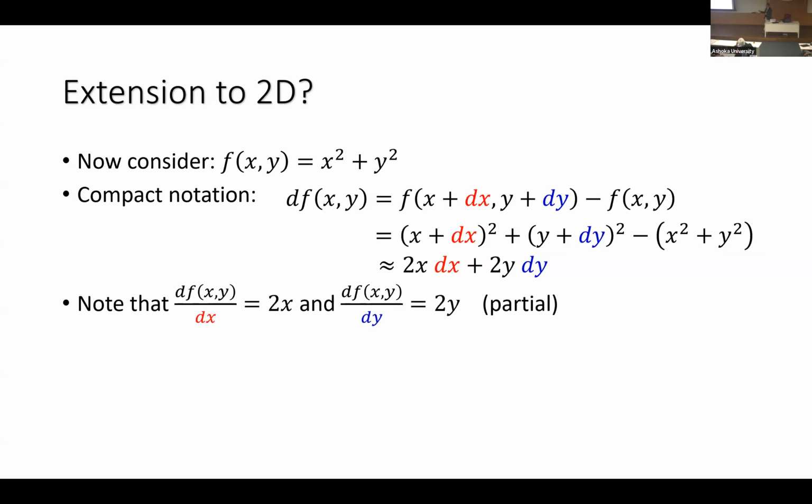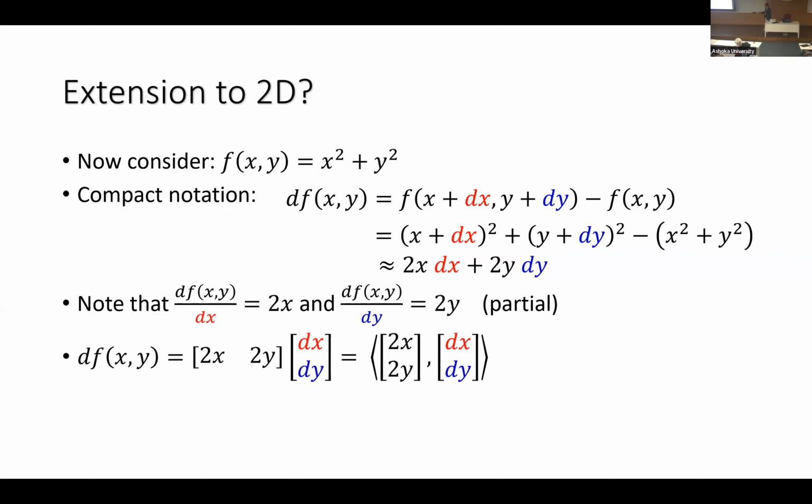Usually a different notation is used for partial, but let's abuse this notation for now. Right, so df(x, y) can be written as the inner product of these two things. What are these two things? dx, dy is all these small quantities collected into one vector. You can call it dX, right? And this is the gradient of f. So there comes the intuition for gradient. It's just a different way of thinking of gradient.